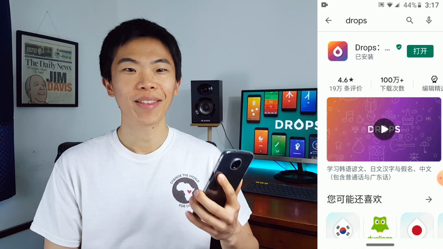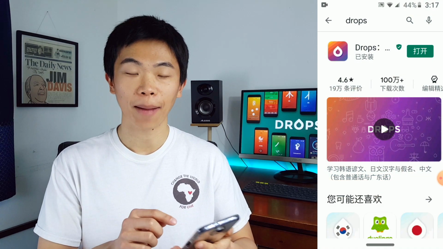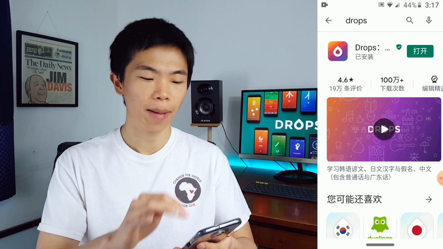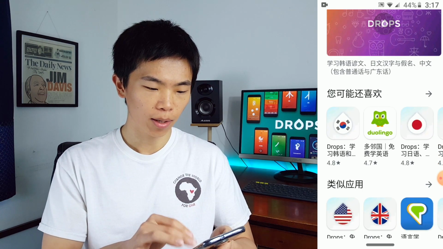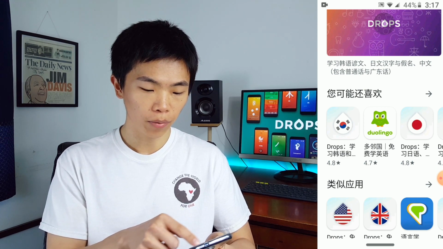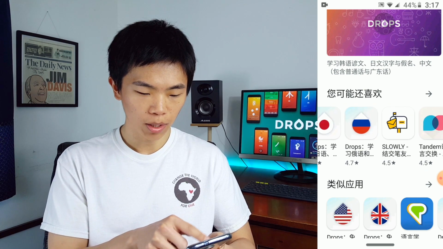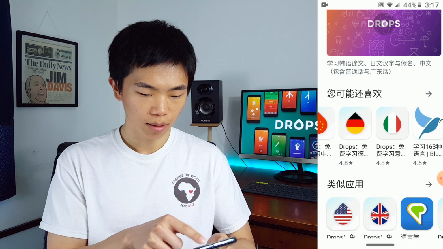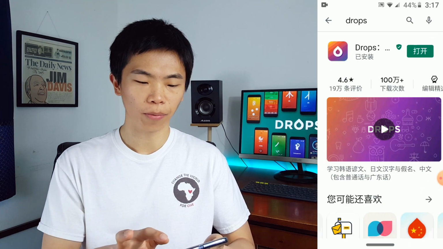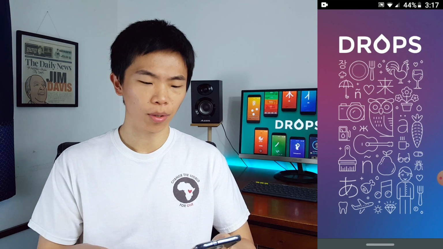Okay, so here we are in the App Store, and I just downloaded the Drops app. They actually have this weird setup where they have one central app, which is the thing I just downloaded, but they also have separate apps for the different languages. Down here you can see the Korean one, the Japanese one, Russian, and then there's the Chinese, and some other languages. But I'm pretty sure if you just use the regular central app, you can choose your languages.